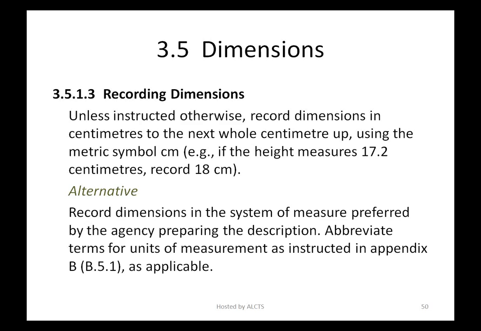For dimensions, we're told in RDA to record dimensions in centimeters to the next whole centimeter up, and using the metric symbol cm. And what this means is that there's a change here. In AACR2, cm is an abbreviation always followed by a period. Metric symbols do not get followed by periods. So if you're giving a metric symbol in the middle of a description, it wouldn't be followed by a period. But if it ends an element, for example, at the end of the 300 field, if it ends in cm, you still would give that period because it tells that this is the end of the field, not because it's an abbreviation.